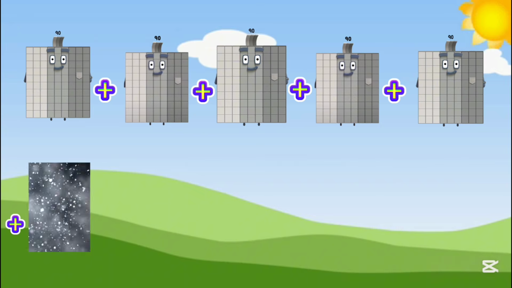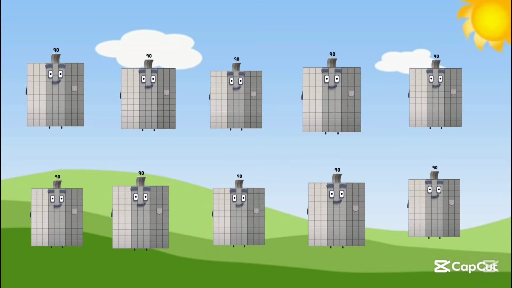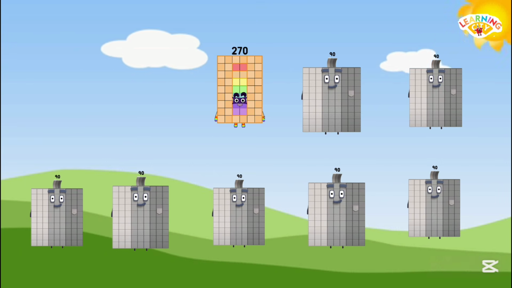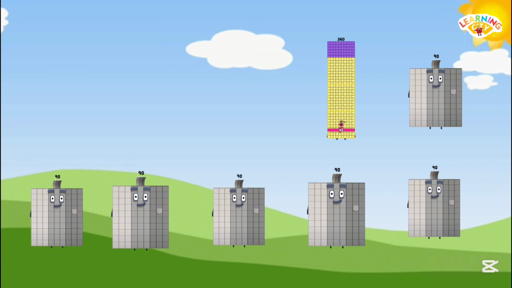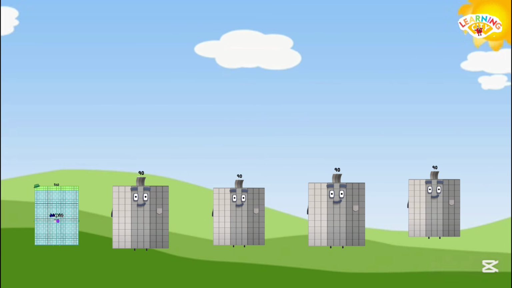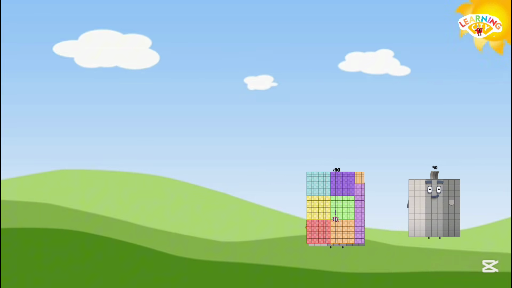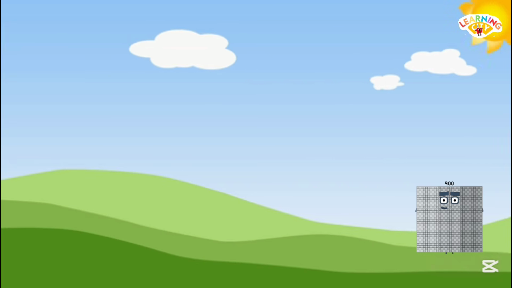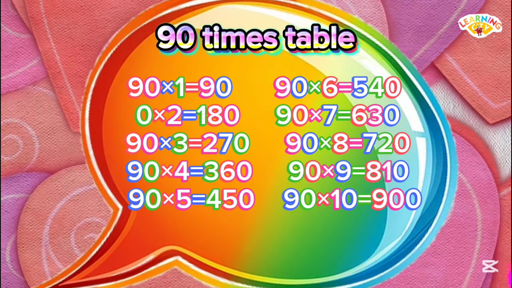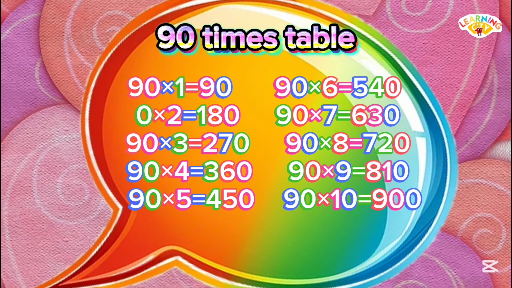Time to make 90 times table. 90 plus 90, 180. 270 plus 90, 360, 450, 540, 630, 720, 810 and 900. Here is the 90 times table which we made using repeated addition.